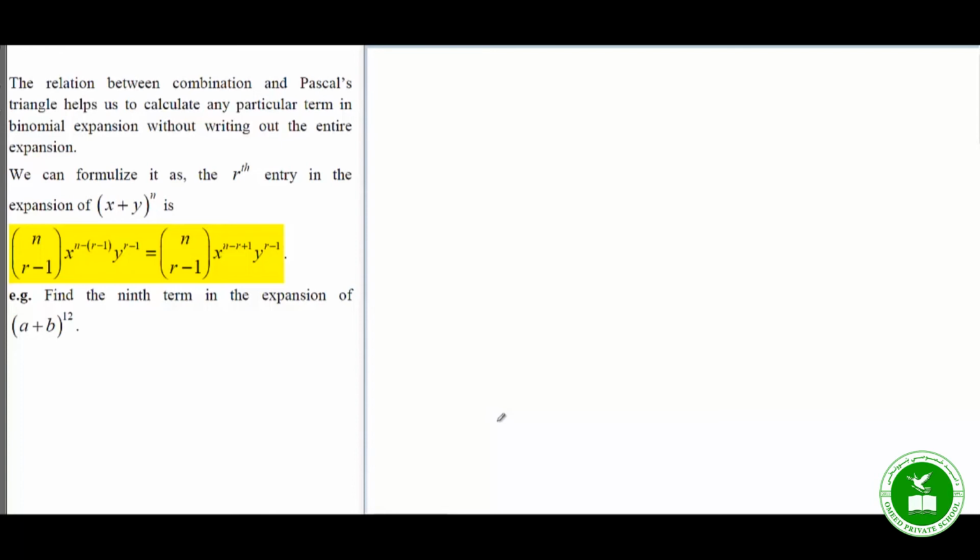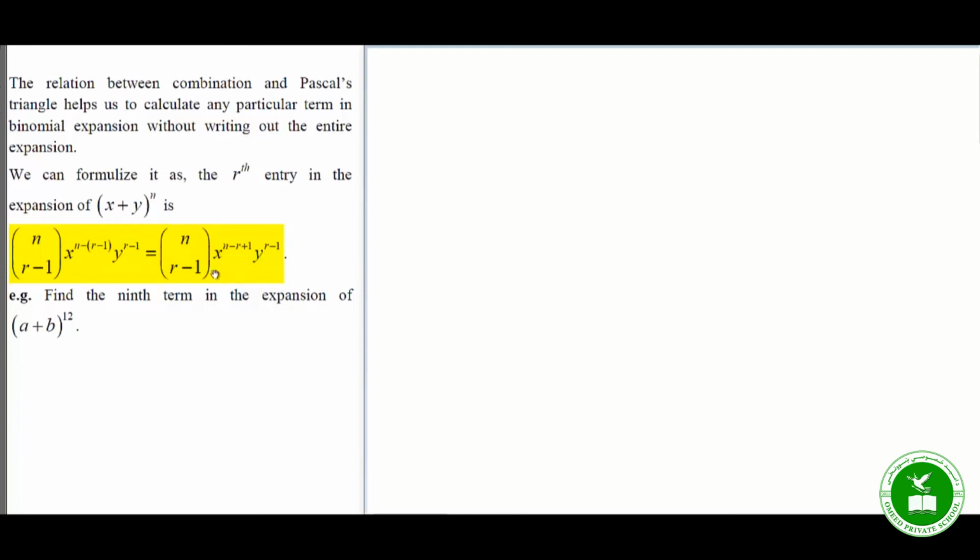By using the relation between combination and Pascal's triangle, we can also calculate or find any term of the expansion. For example, if we want to find the rth term of x plus y completed to the power of n, we can find it from this formula. Combination of r minus 1 from n times x to the power of n minus r plus 1 times y to the power of r minus 1.